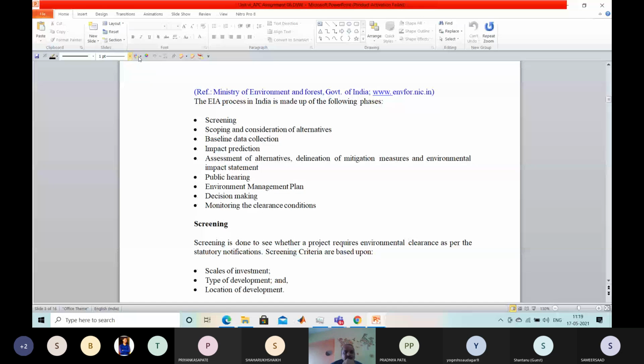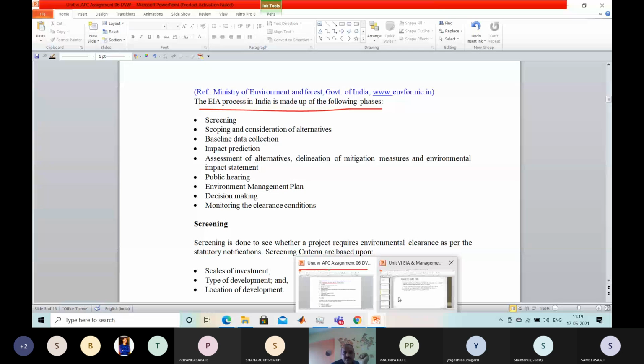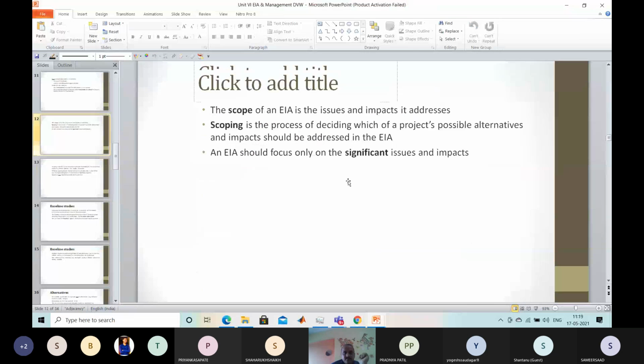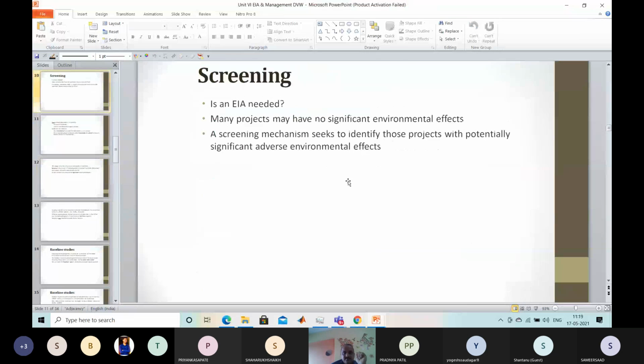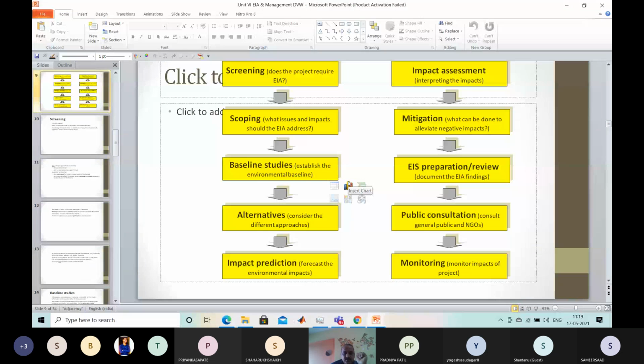Okay, the EIA process in India is made up of the following phases. The first is the screening. Last time I showed the particular, see, same thing is there, just only description is given here more. See, this way the different steps are supposed to be involved in the sanctioning of the EIA. That we see one by one now.